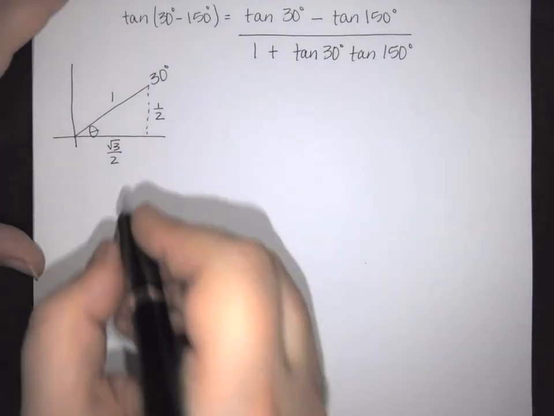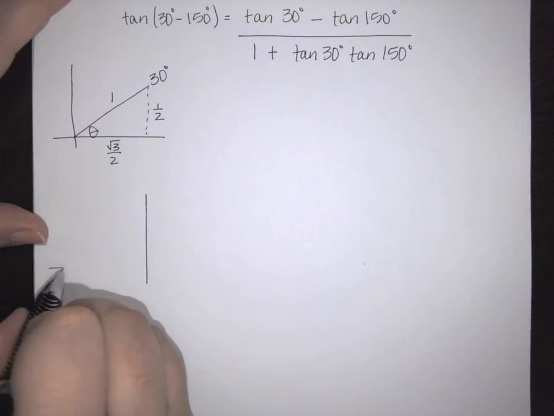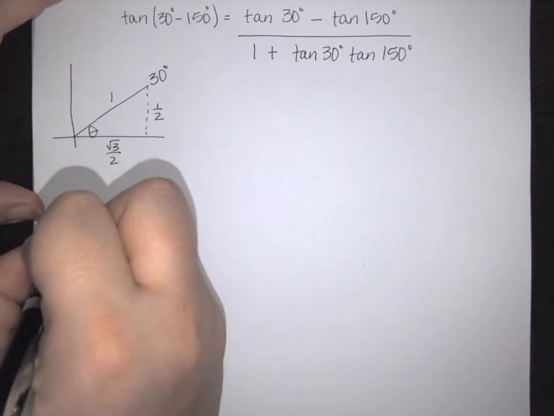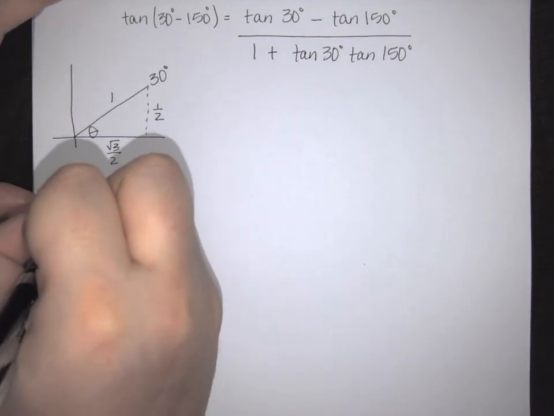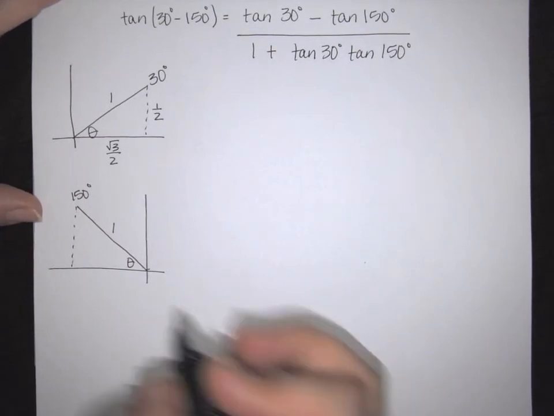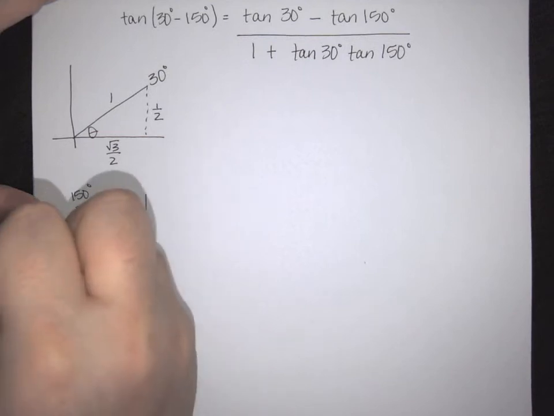Now 150 falls in my second quadrant. So here's my 150. We can drop down. So this is 150 degrees. Again, my radius is 1. And we're looking at 150. We're going to have negative square root 3 over 2 here and 1/2.